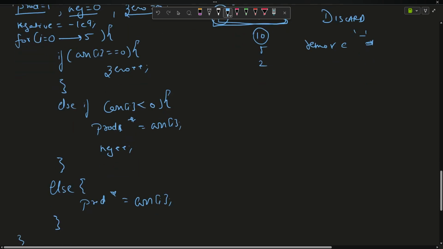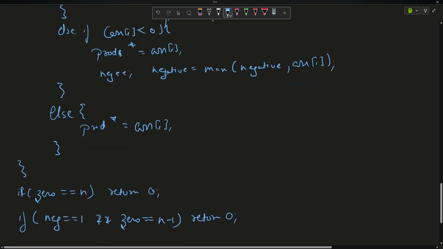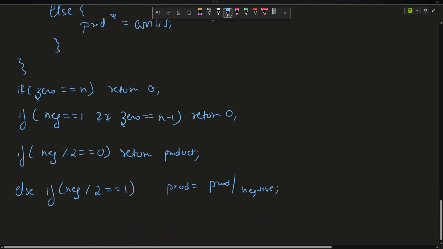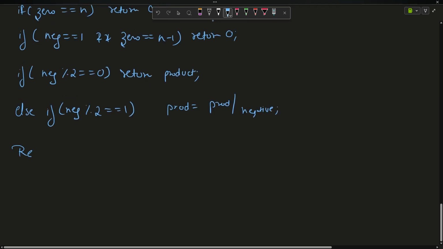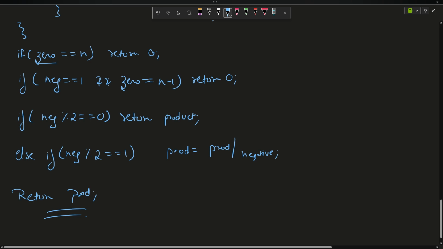Whenever I encounter a negative number, I will just say negative equals max of negative, comma, current element, that is arr[i], so that I don't have to iterate again. To calculate the maximum negative number, I will just return from here and say return product. That's all. You can see the first case we handled is all are 0, we have to return 0. If only one is negative and all others are 0, I have to return 0.